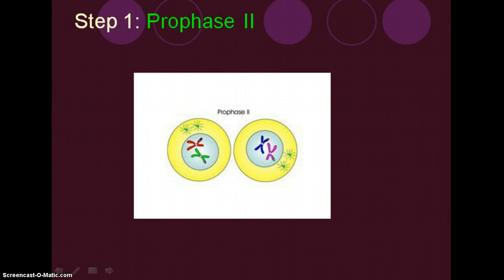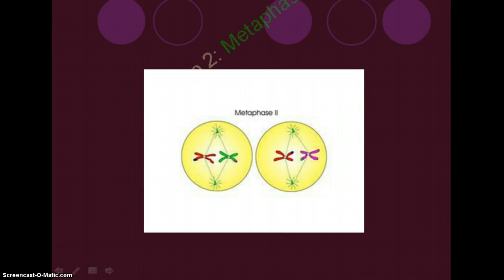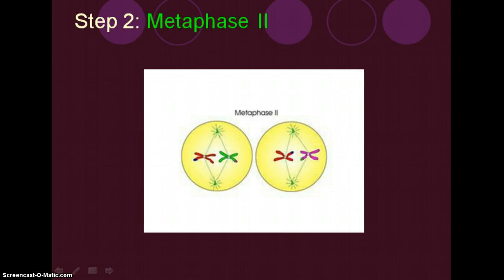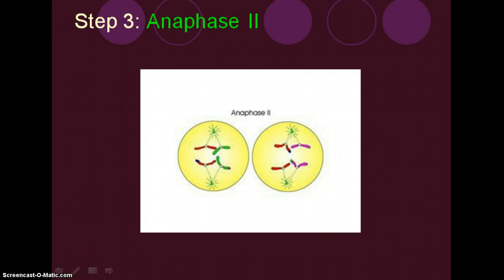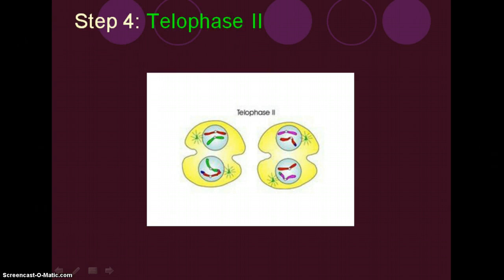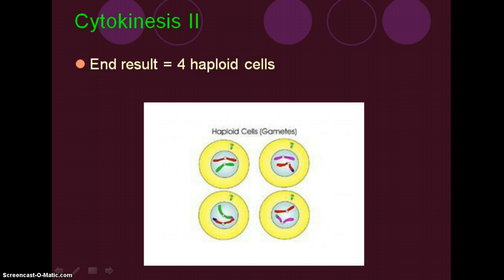Prophase 2, metaphase 2, the chromosomes line up across the center of the cell. Anaphase 2, they get pulled to the opposite ends of the cell. Telophase 2, they start that cleavage furrow or cell plate. And then cytokinesis 2, the end result is 4 haploid cells. You can see that here.